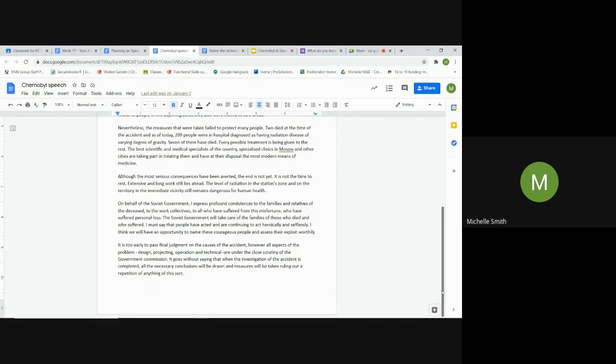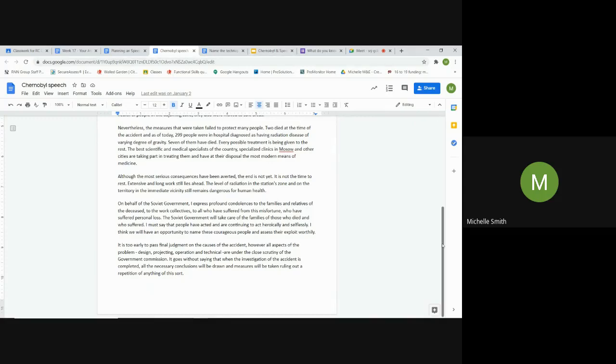I must say that people have acted and are continuing to act heroically and selflessly. I think we will have an opportunity to name these courageous people and assess their exploit worthily. It is too early to pass final judgment on the cause of the accident. However, all aspects of the problem, design, projecting, operation, and technical, are under the close scrutiny of the Government Commission. It goes without saying that when the investigation of the accident is completed, all the necessary conclusions will be drawn and measures will be taken, ruling out a repetition of anything of this sort.